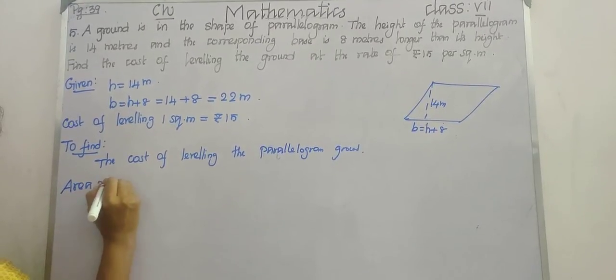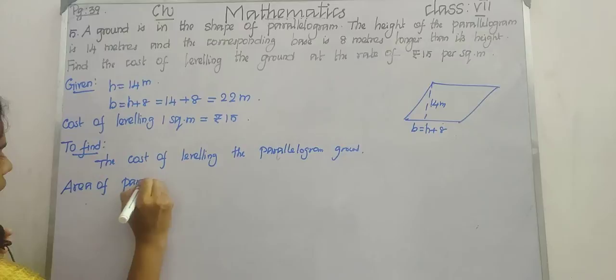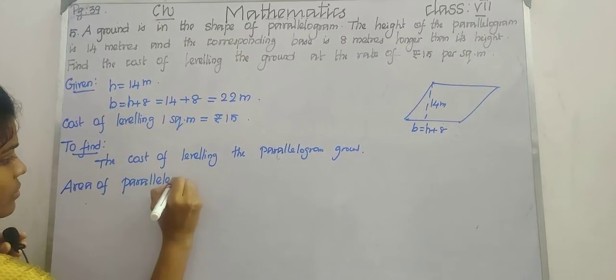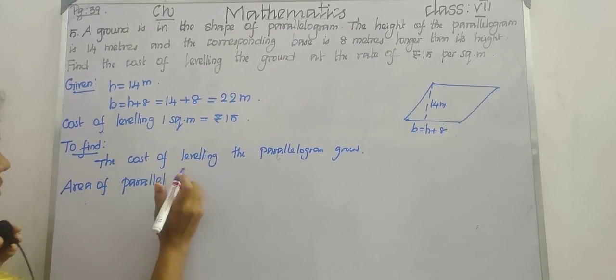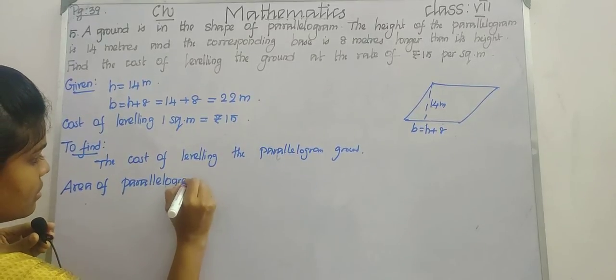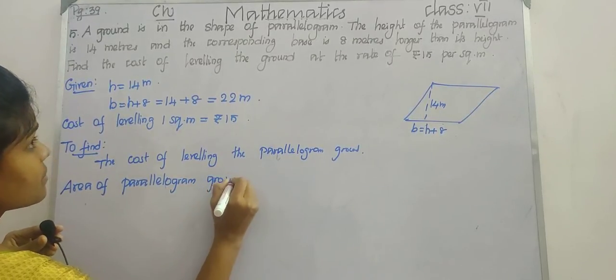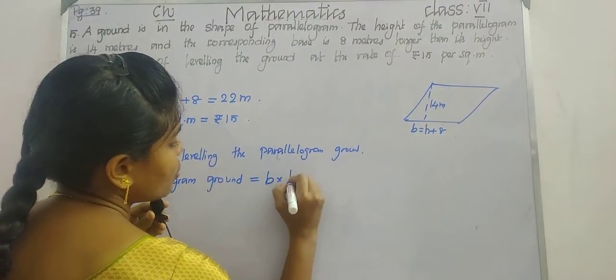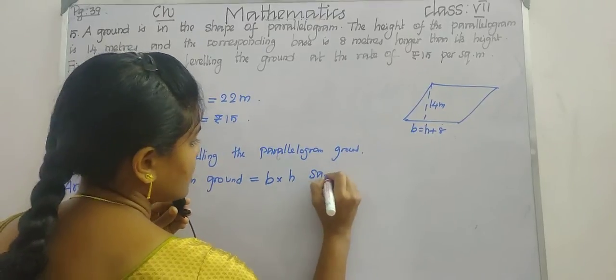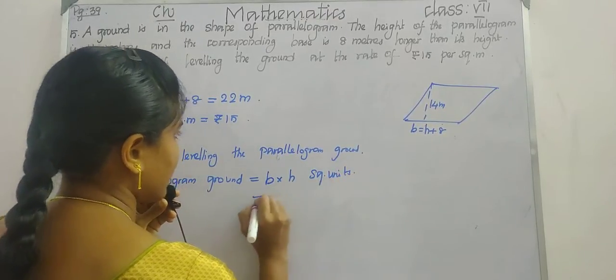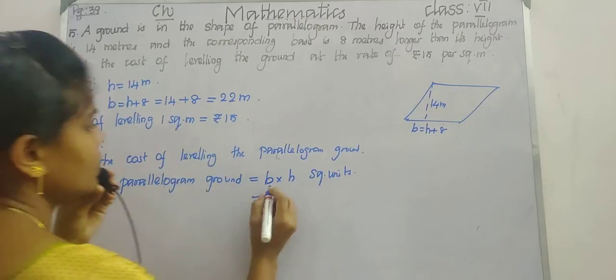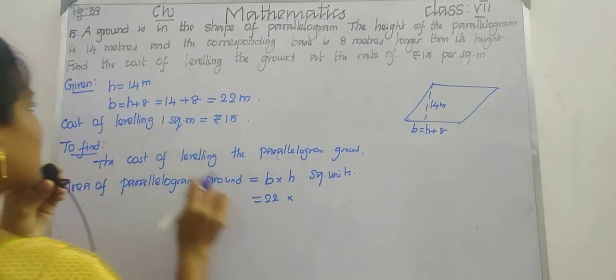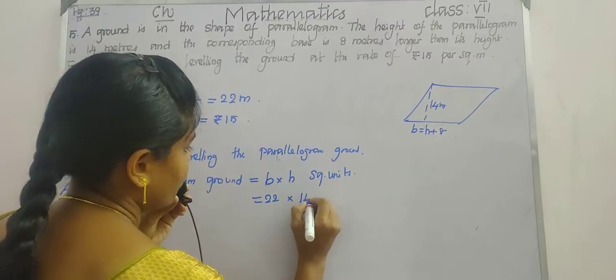So let us find the area of this parallelogram ground. How will you find the area of the parallelogram ground? Base into height, square units. So what is the base? Base equals 22 meter. What is the height? Height equals 14 meter.